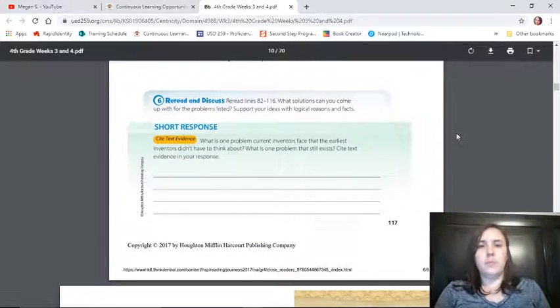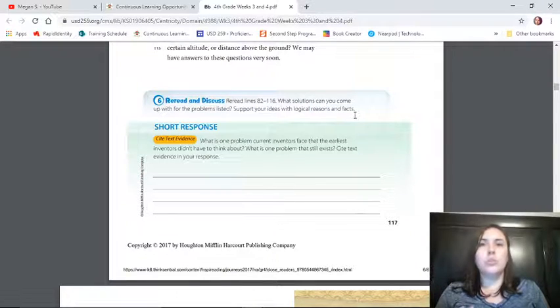And then at the bottom of this is the last thing you're going to do. There are 2 different things. One is to discuss, and one is for you to write your answer to. So for the discussion question, it says, reread lines 82 through 116. What solutions can you come up with for the problems listed? Support your ideas with logical reasons and facts. So brainstorm for a while. What could you do that would fix those problems that they're having with these flying car designs?